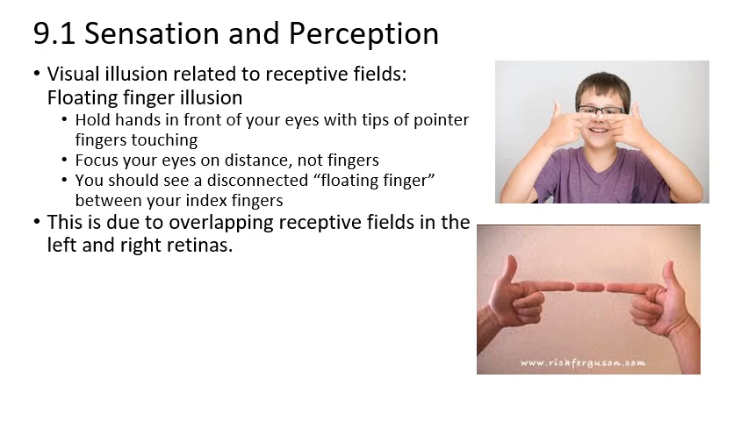And this is due to the overlapping receptive fields in the left and right retinas. So left and right eyes have different receptive fields, but they do overlap. And that's what this illusion is picking up on. And we'll talk a little bit more about receptive fields of the visual system later.